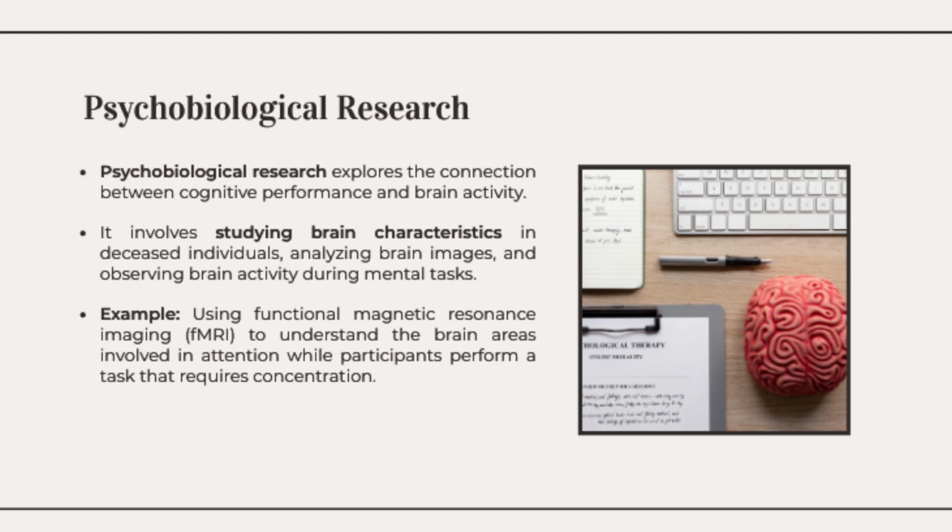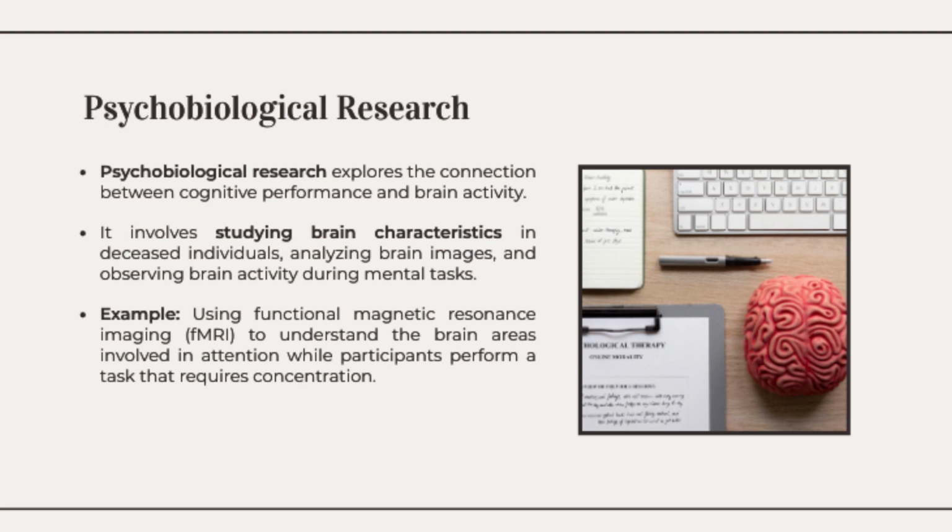Then the third category involves techniques that allow scientists to observe the brain in action while people are doing mental tasks. They use tools like functional magnetic resonance imaging, that is fMRI, to see which parts of the brain are active during specific cognitive activities. And then by looking at these brain activity patterns, scientists can understand which areas of the brain are involved in different types of thinking.